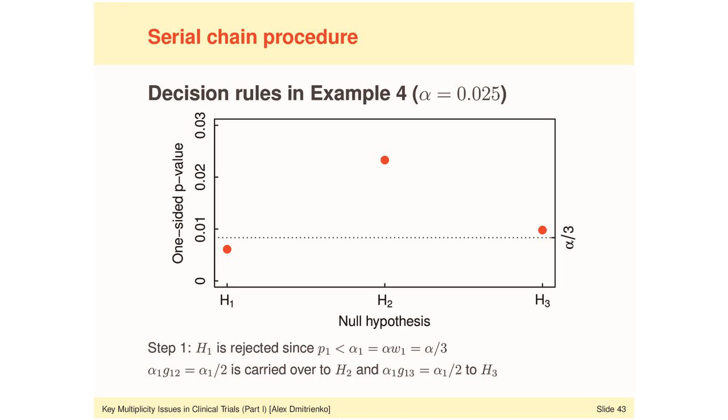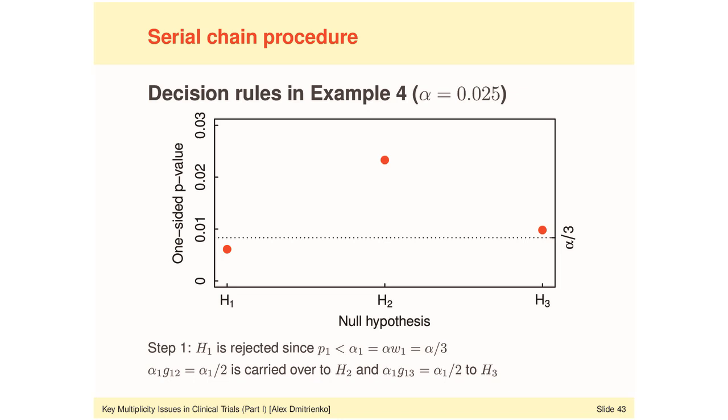We're going to begin with step 1, and in step 1, the hypothesis H1 is going to be tested at the predefined alpha level. In this case, this alpha level is alpha times W1, which is equal to alpha over 3. And we can see from this plot that the orange dot that corresponds to the p-value for H1 is below the threshold that was drawn at alpha over 3. That means that this hypothesis is rejected. There's evidence of a beneficial treatment effect at dose 1.